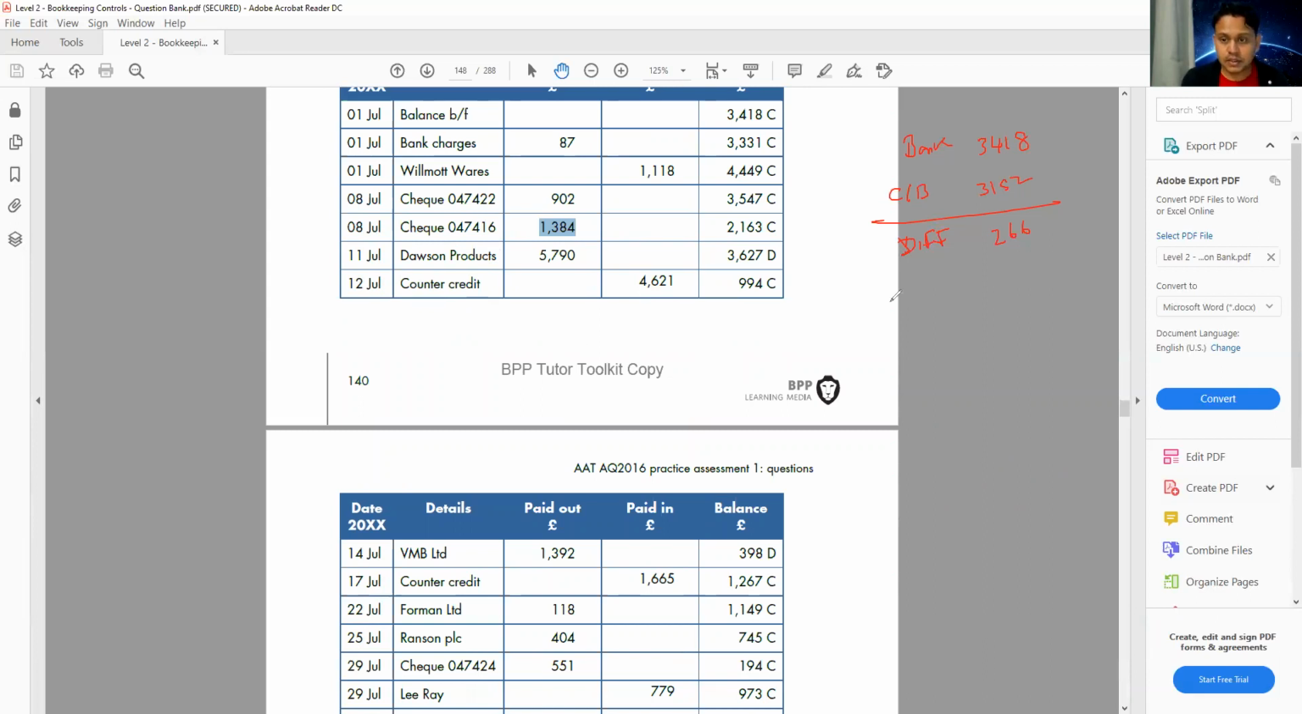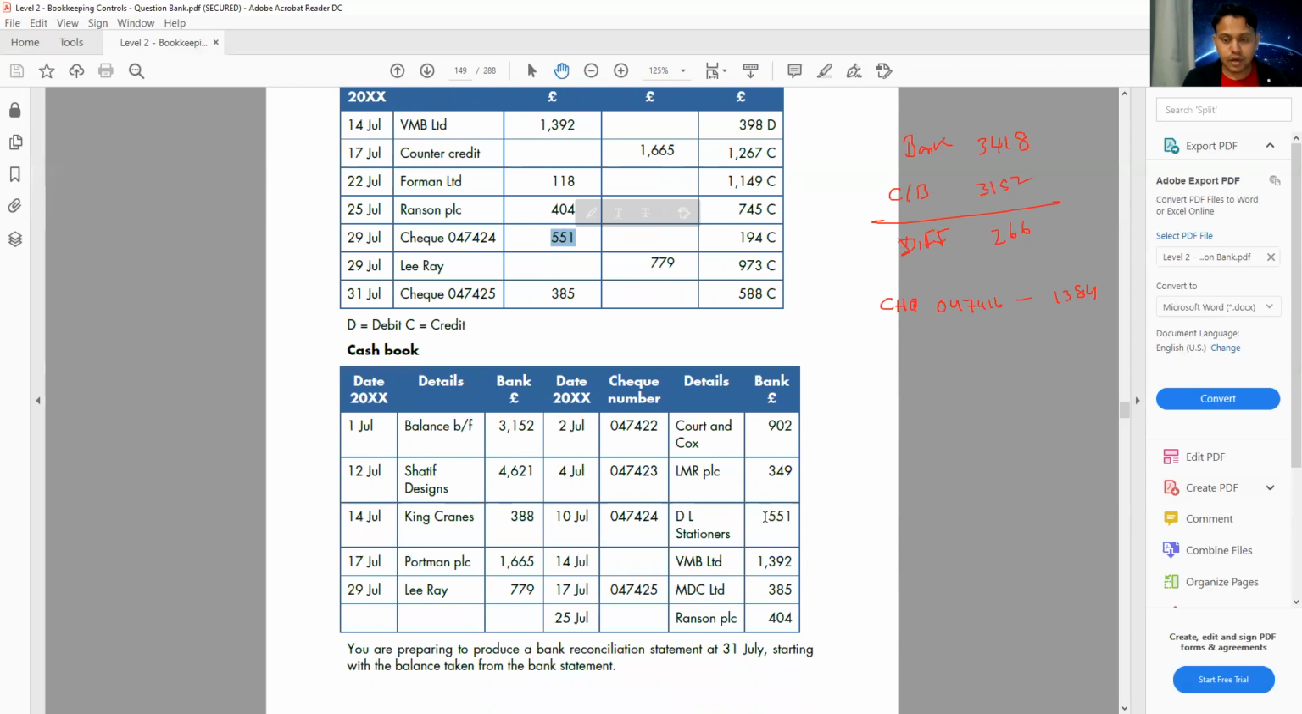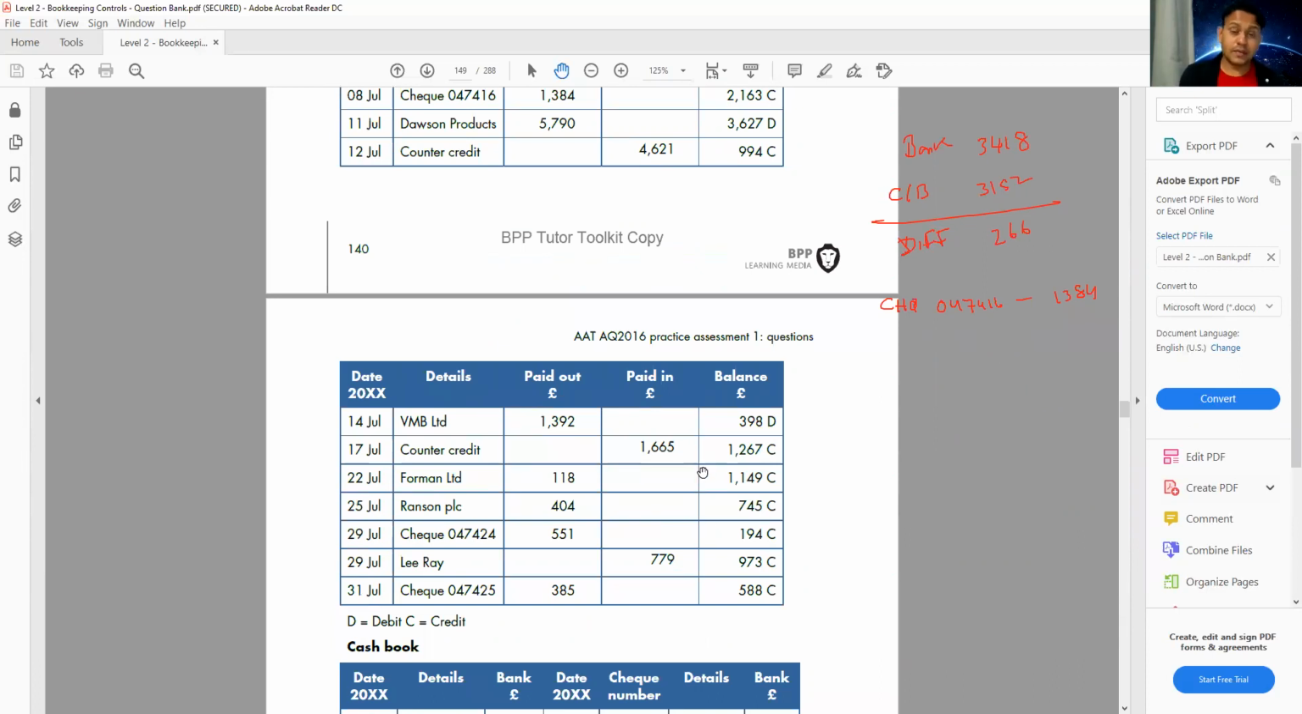So let's write it down. Check 047416, amount 1384. It is not on our book. Then let's have a look. We have one more check here. That is 551. Yes, so 551 we can see on our book. And 385, we can see 385 on our book. This is the only check missing on our book because the person came to the bank later on. Maybe we gave it last month or a few months before. That could be one of the reasons.